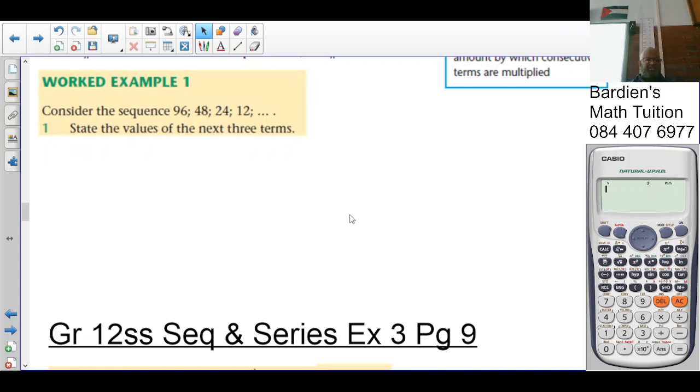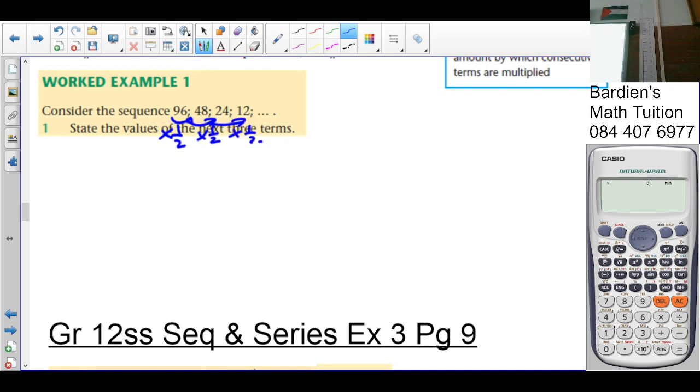We are told to consider the sequence 96, 48, 24, 12 and so on. Those dots mean it carries on following that pattern. State the value of the next 3 terms. So how do I move from one term to the next? We're dividing it by 2, or we're multiplying it by half.